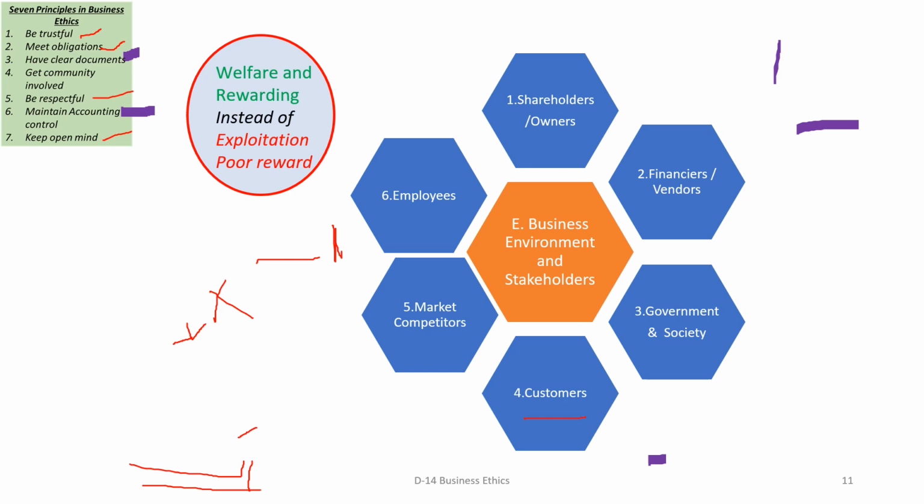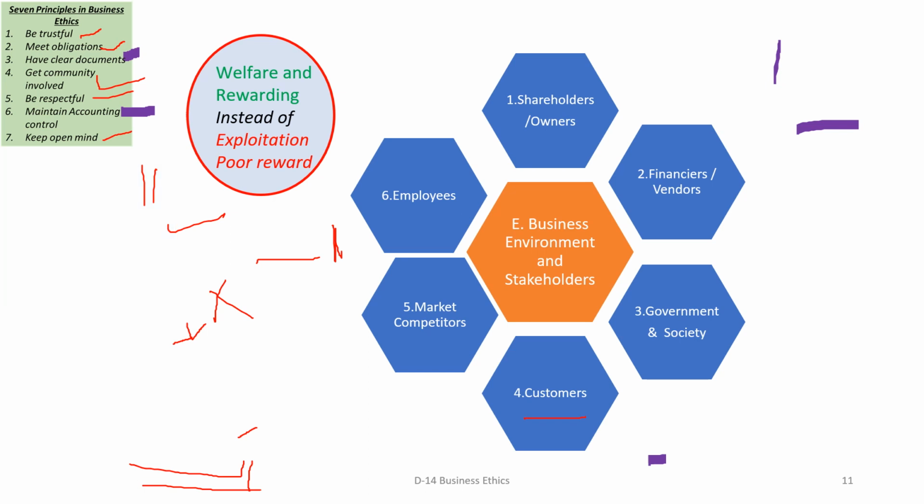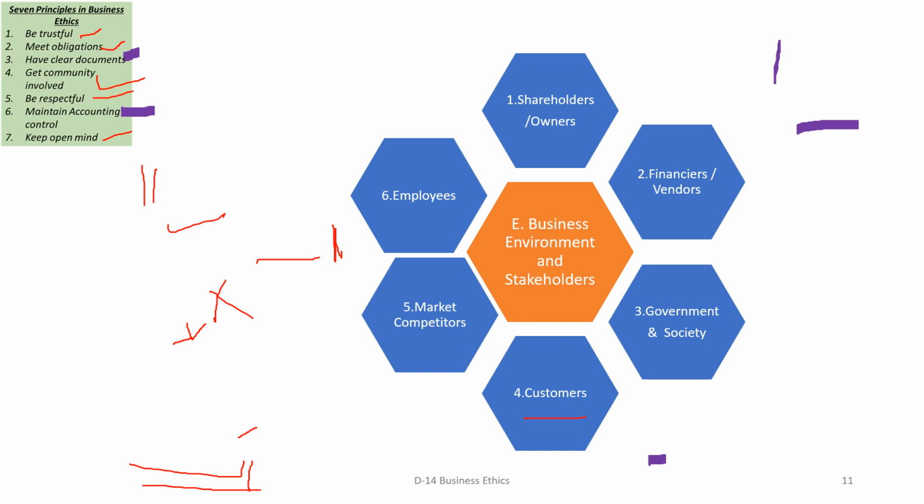Then employees. What do the employees expect? Welfare and reward. There should be no exploitation and no deprival. And we find our 7 principles talk of getting the community involved. Don't do it all alone. Recognize the importance of labor. Respect them. Respect their position. Dignity of labor. Protect the employees. It is the weak who needs to be guarded, who needs to be protected. Ethical business environment calls for these things.